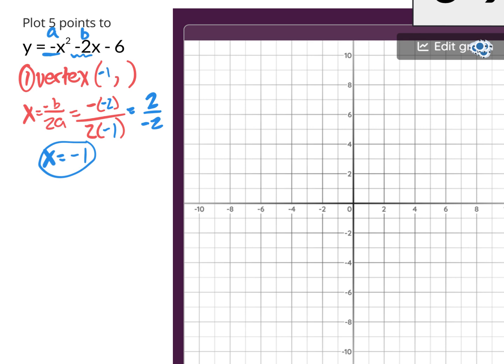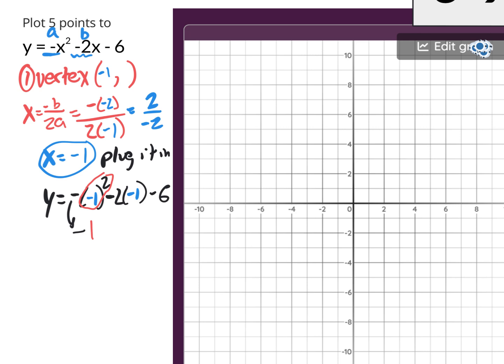How do you find the y? Simply plug it in, okay? So we're going to plug in the -1 into the original equation. Y equals -x squared minus 2x minus 6. We're plugging in a -1 into the parentheses, and now we're doing the math. You could either type it all in on a calculator, or you could do the exponent. -1 times -1 is +1, but it does have a negative sign in front that comes down. So you really have a -1.